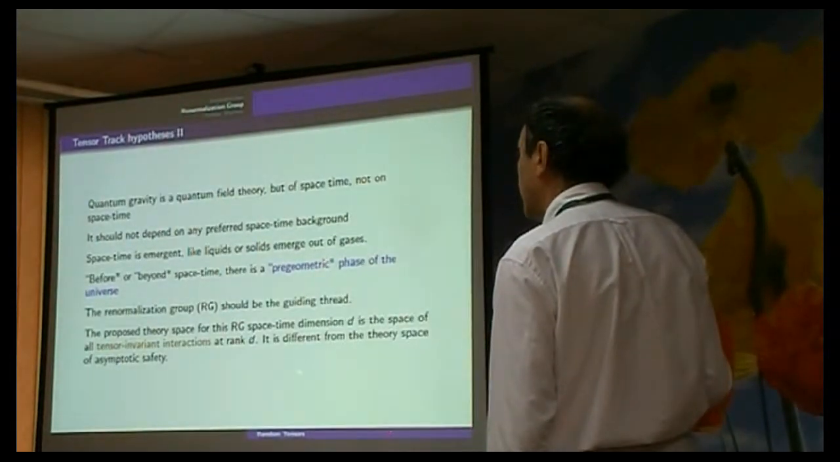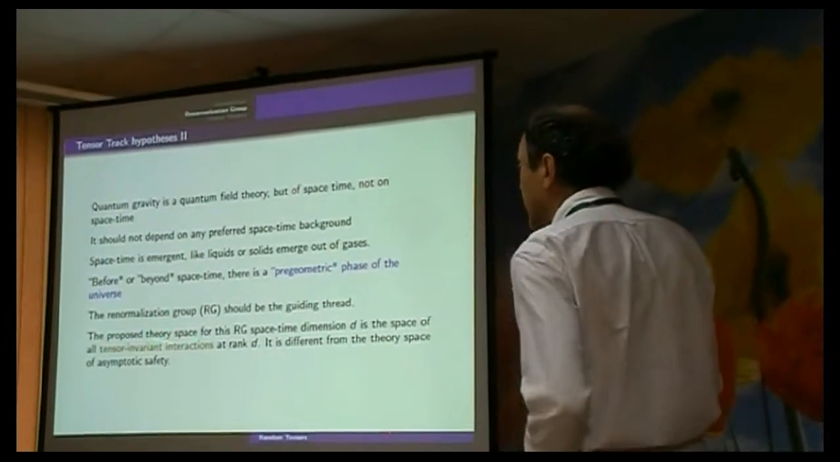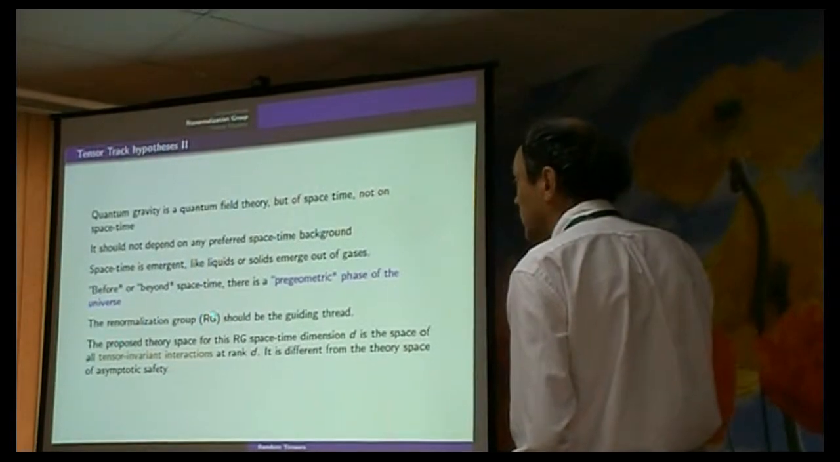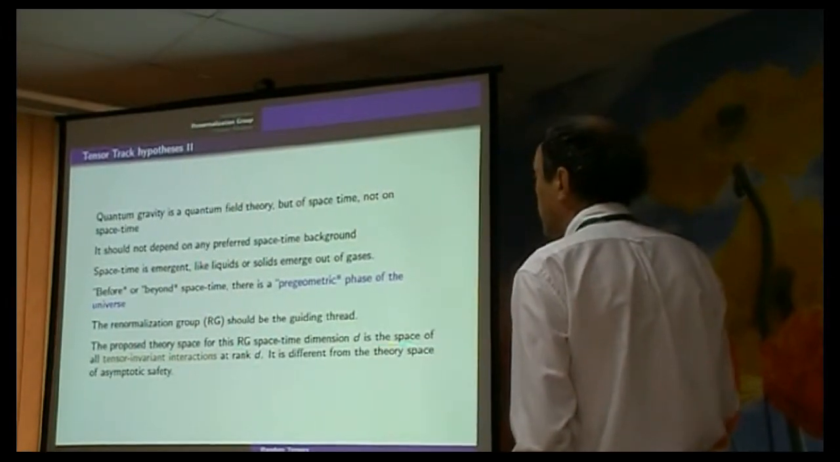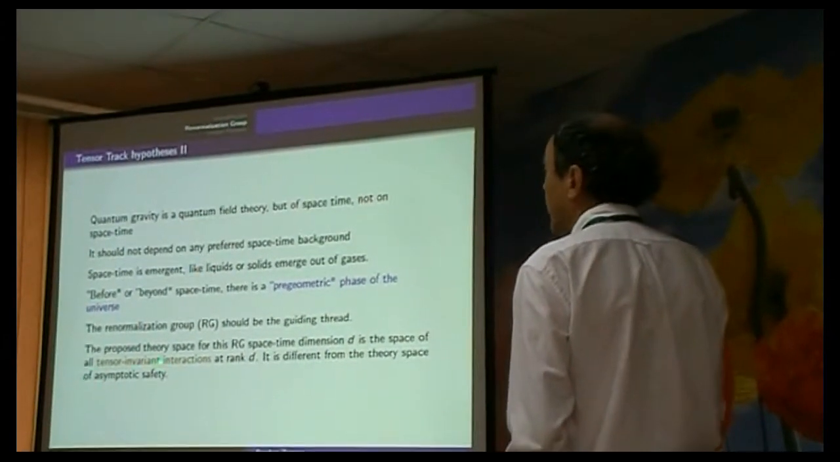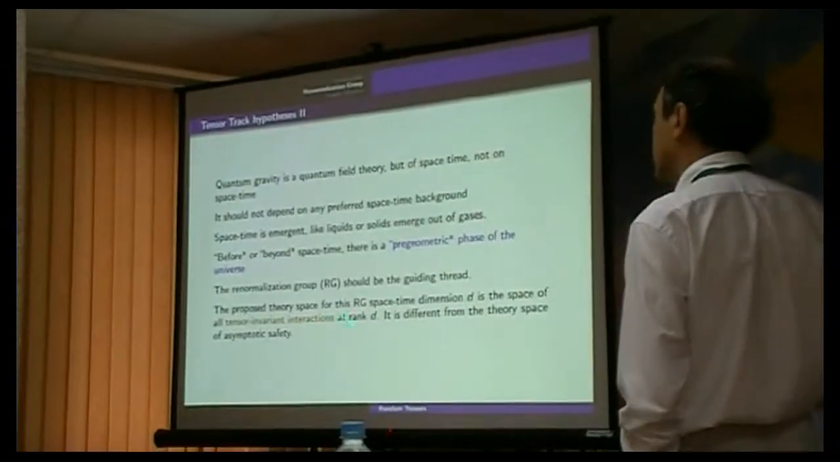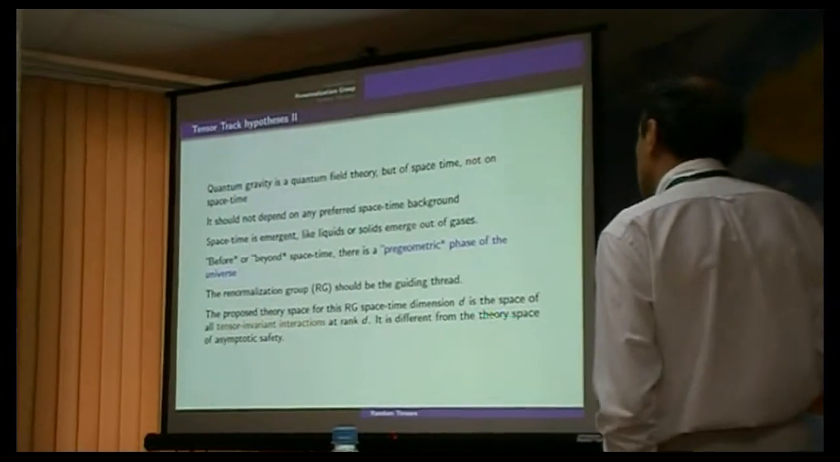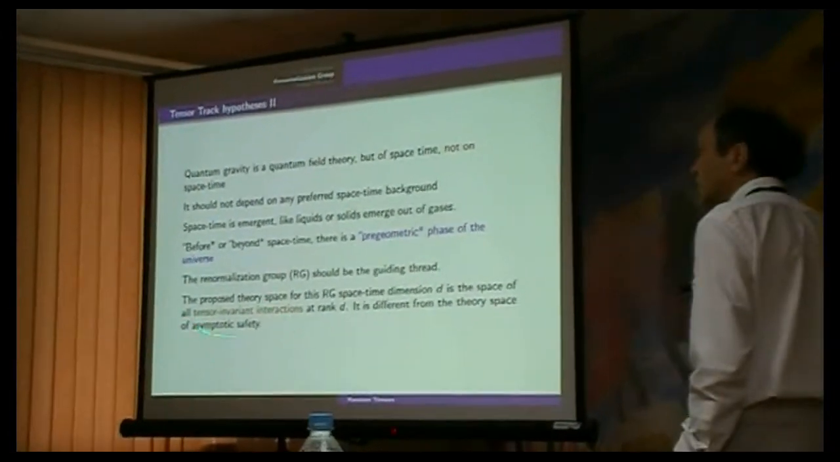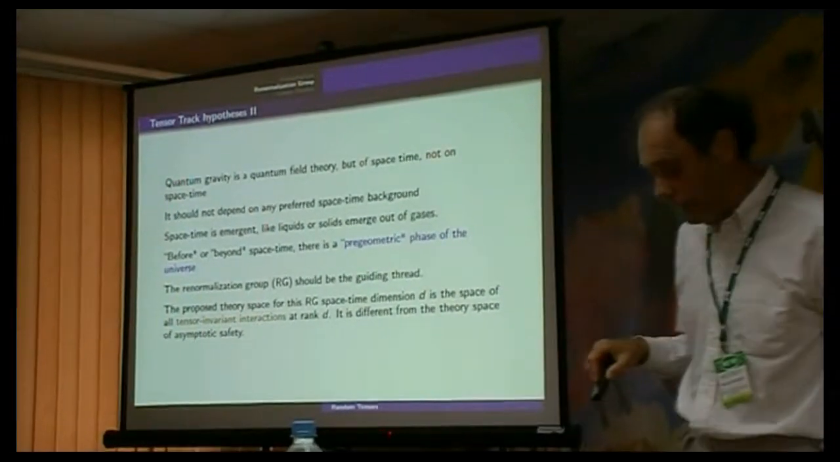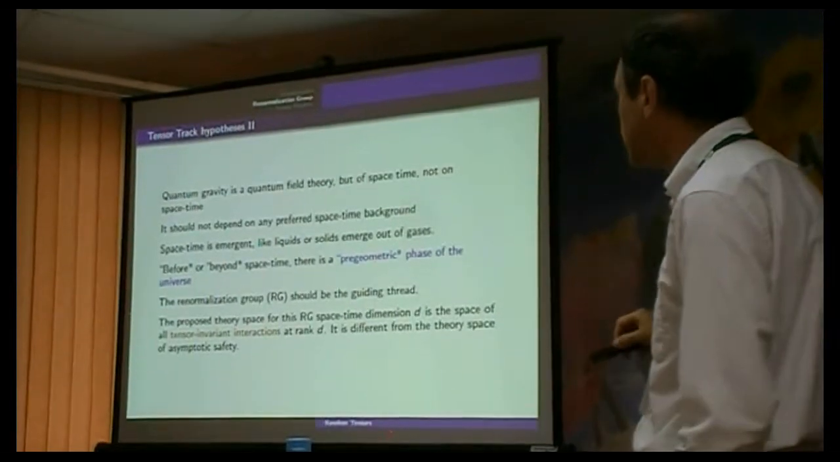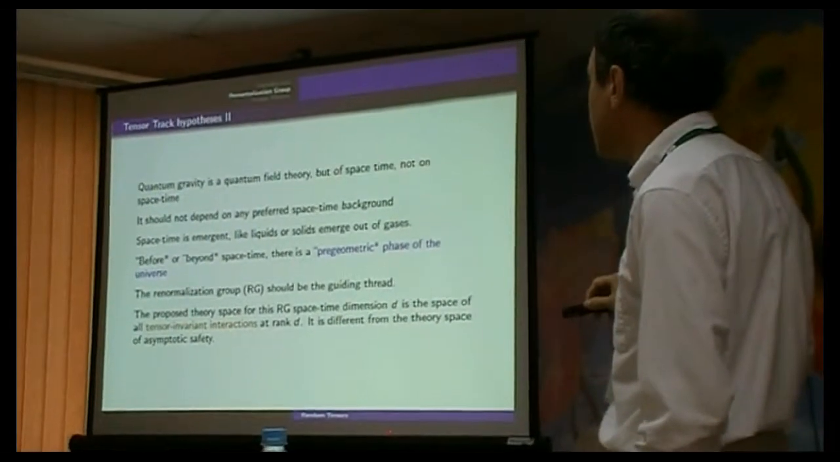And as I said, there is a kind of theory space for this renormalization group, but it will not be dependent on any space-time. It will be an abstract space made of, I will show you, these tensor invariant interactions. And it is certainly different from the one considered by Weinberg and the people of asymptotic safety. All right? Then let us continue.